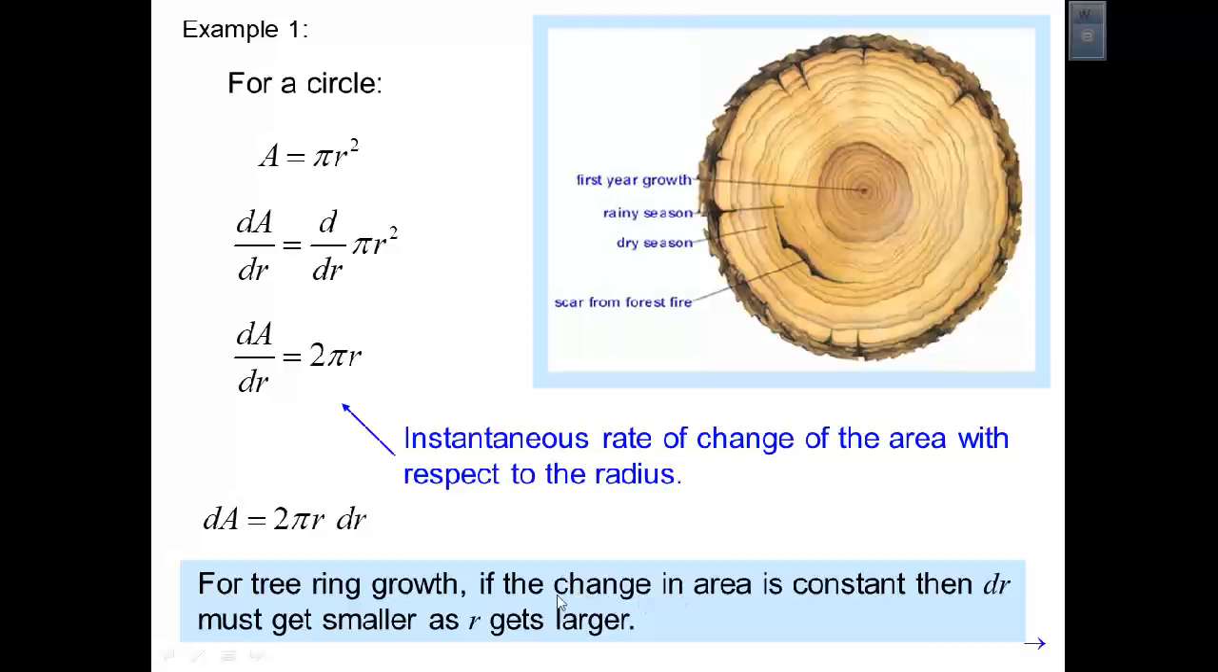So for tree ring growth, if the change in area is constant, then dr must get smaller as r gets larger. Right? So if the cross-sectional area of the tree is going to grow by the exact same amount every year, then as it gets larger, the change in radius, in other words, how much it adds to the radius of the tree, must get smaller every year, so that the change in area is a constant. All right, that's all of it.